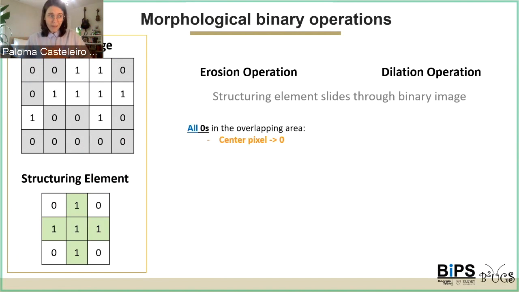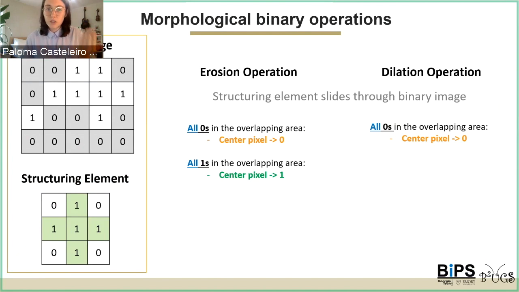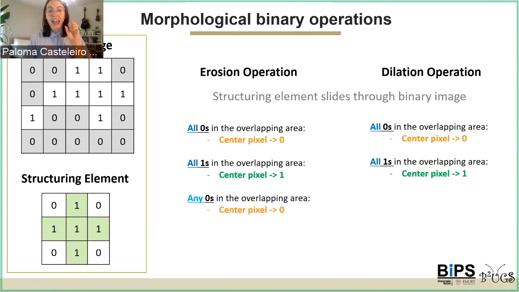The first scenario is that all the values that align with the structuring element, so with the green parts of this matrix to the left, are zeros. If all of them are zeros, in the erosion operation, you will set the center pixel as a 0. In the dilation operation, you will also make the center pixel a 0. Now, if they're all 1s, in erosion, you set everything as a 1. In dilation, you also set everything as a 1. Now, they seem pretty similar, but here is where things change. If there's any zeros in the erosion situation, you set the center pixel as 0. Now, for dilation, if there's any 1s, you set the center pixel as 1.